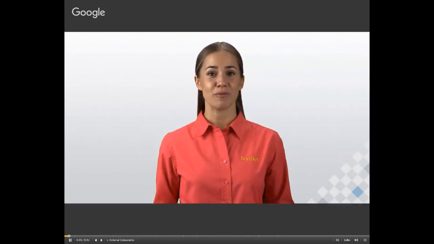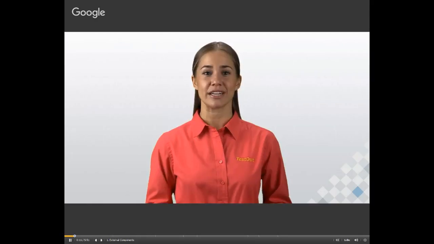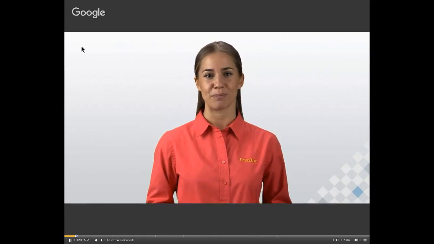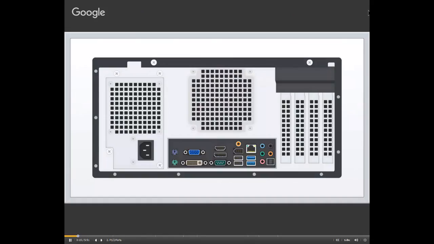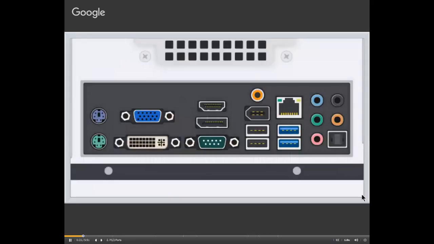Computers use a variety of ports in order to connect external input and output devices. In this lesson, we're going to look at some of the more common ports used by computers. Here's a diagram of the back of a desktop computer. Notice all the different ports down here. Let's take a look at each of these, starting on the left.